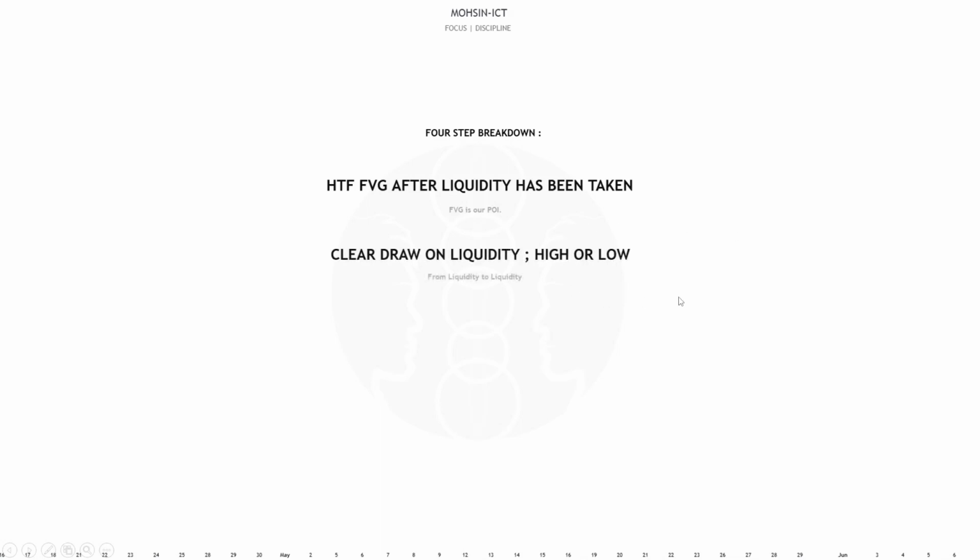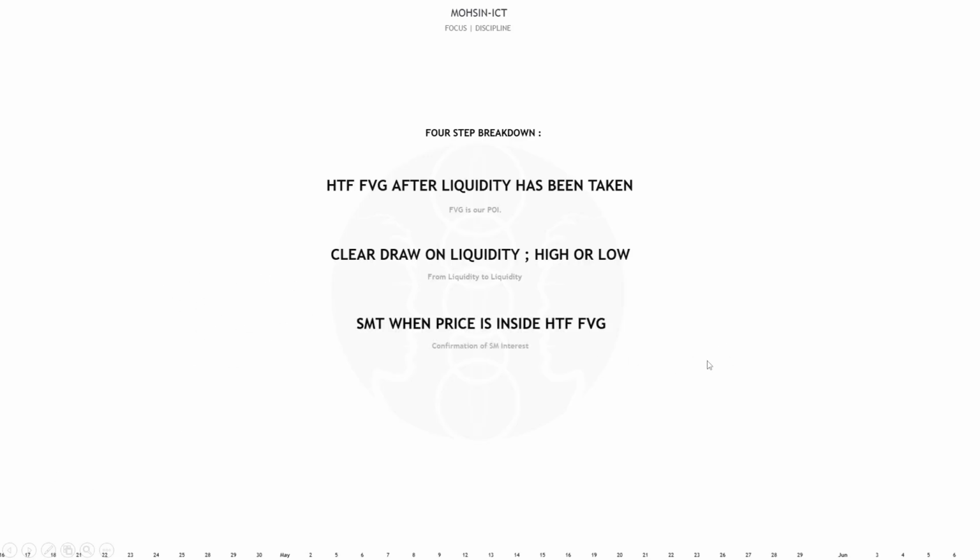Our next step is clear drawn liquidity. Now this drawn liquidity should be aligned with the failure swings and low resistance liquidity that we have created recently, and we should have a clear higher low that we are going to target. We go from liquidity to liquidity. We would have taken some buy side liquidity and then we go to sell side liquidity, or we would have taken some sell side liquidity and then go to the buy side liquidity.